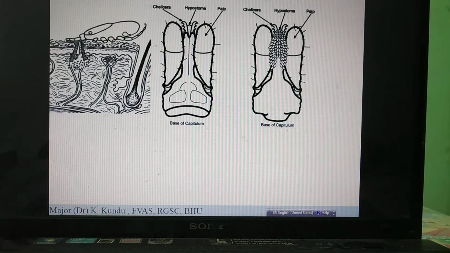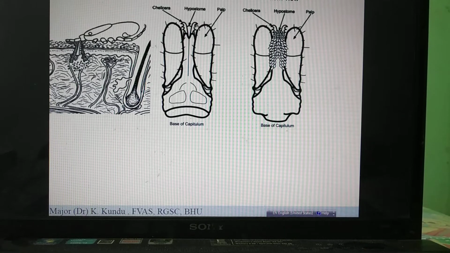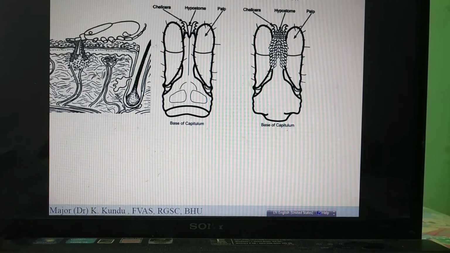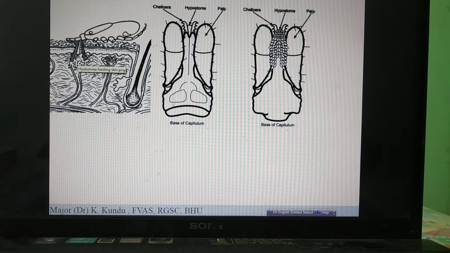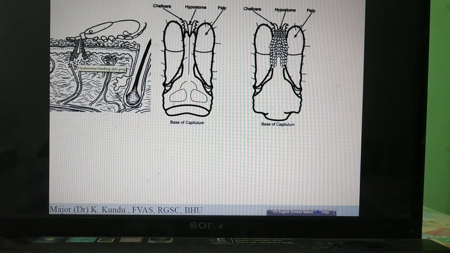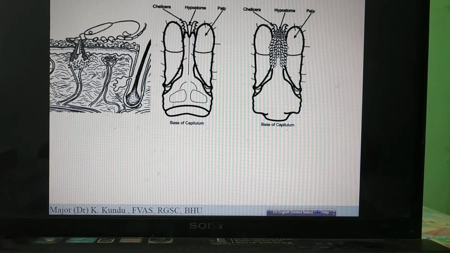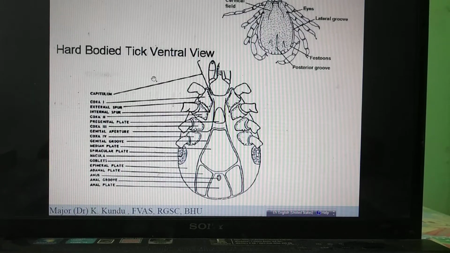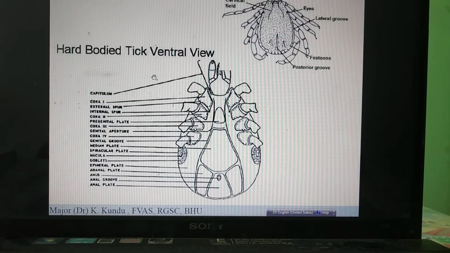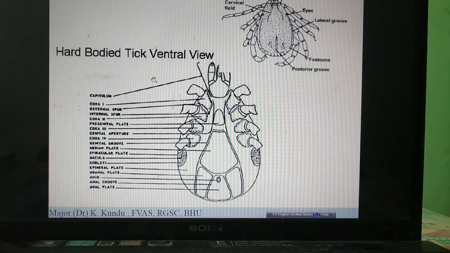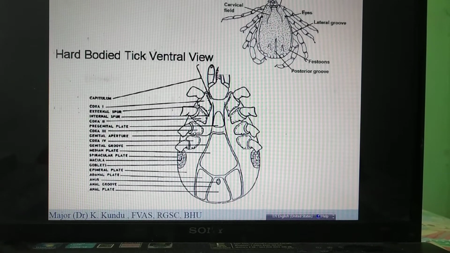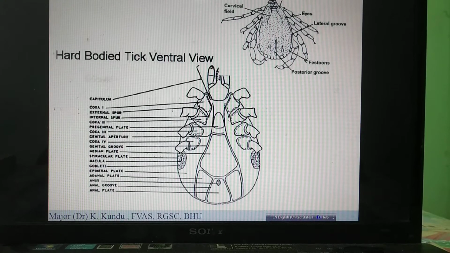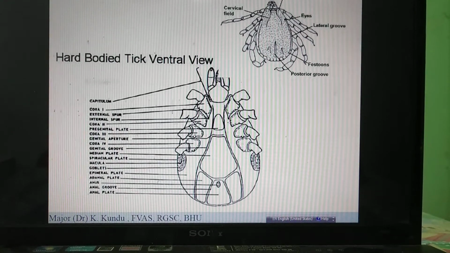This is a small structure. This is a chelicerae, as you can see it here, and the median hypostome. The chelicerae and the hypostome penetrate into the skin, whereas the palps remain outside, and this is how the feeding takes place. Now this also we have discussed, the different morphological structures. So just a brief revision, because on the basis of these morphological structures we are going to identify the ticks.